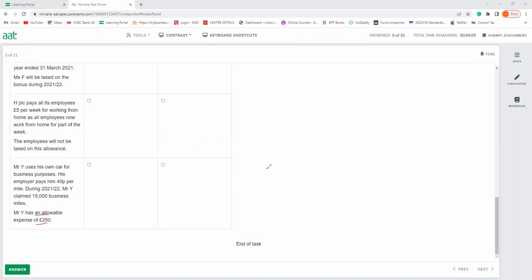Let's have a look. Because we know the first 10,000 miles is allowable at 45 pence, and after that, the next 5,000 is 25 pence. So how much is it? 10,000 times 0.45 gives me 4,500. And 5,000 times 0.25 gives me 1,250. So the maximum allowance is basically 5,750. That's the maximum allowance.